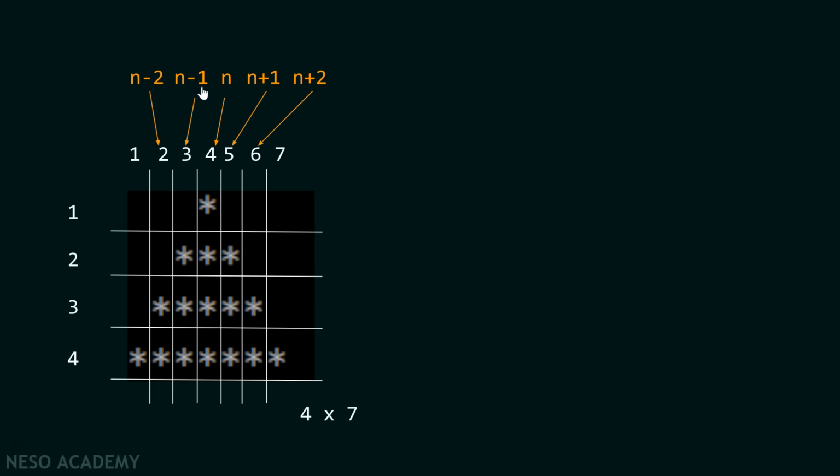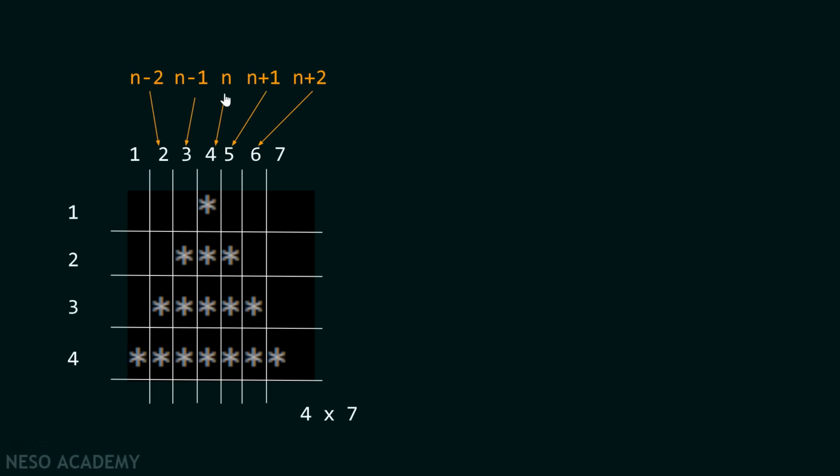Why I'm writing 2? To actually relate this to the second row. This is n minus 2 minus 1 and this is n plus 2 minus 1. So we can say that we are printing stars from n minus 2 minus 1 to n plus 2 minus 1. Similarly, for the third row, we can say that we are printing stars from n minus 3 minus 1 to n plus 3 minus 1. Similarly, we can say that for the fourth row, we are printing stars from n minus 4 minus 1 to n plus 4 minus 1, right? And also for the first row, we are printing stars from n minus 1 minus 1 to n plus 1 minus 1, which is equals to n only.